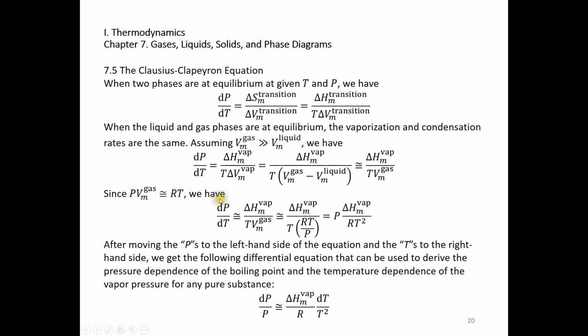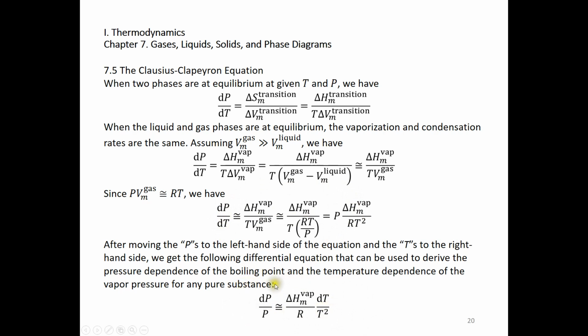We look at this equation, and we decide to divide both sides by pressure, and then pressure here will be moved here, and then we multiply both sides by dT. Now we get this equation: dP over P is equal to the molar enthalpy change over R times dT over T squared. Again, from here to here, all we did was we divided both sides by pressure and we multiplied both sides by dT. And we have this equation.